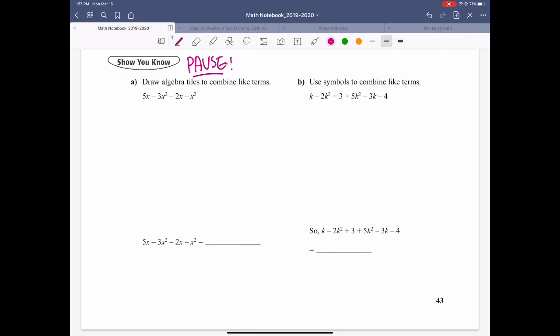Okay. Draw algebra tiles to combine like terms. Oh, do I have to draw the tiles? Oh, okay, let's draw the tiles together. Algebra tiles. So 5x, I have, those are positive 5x, okay? So 5 of them.